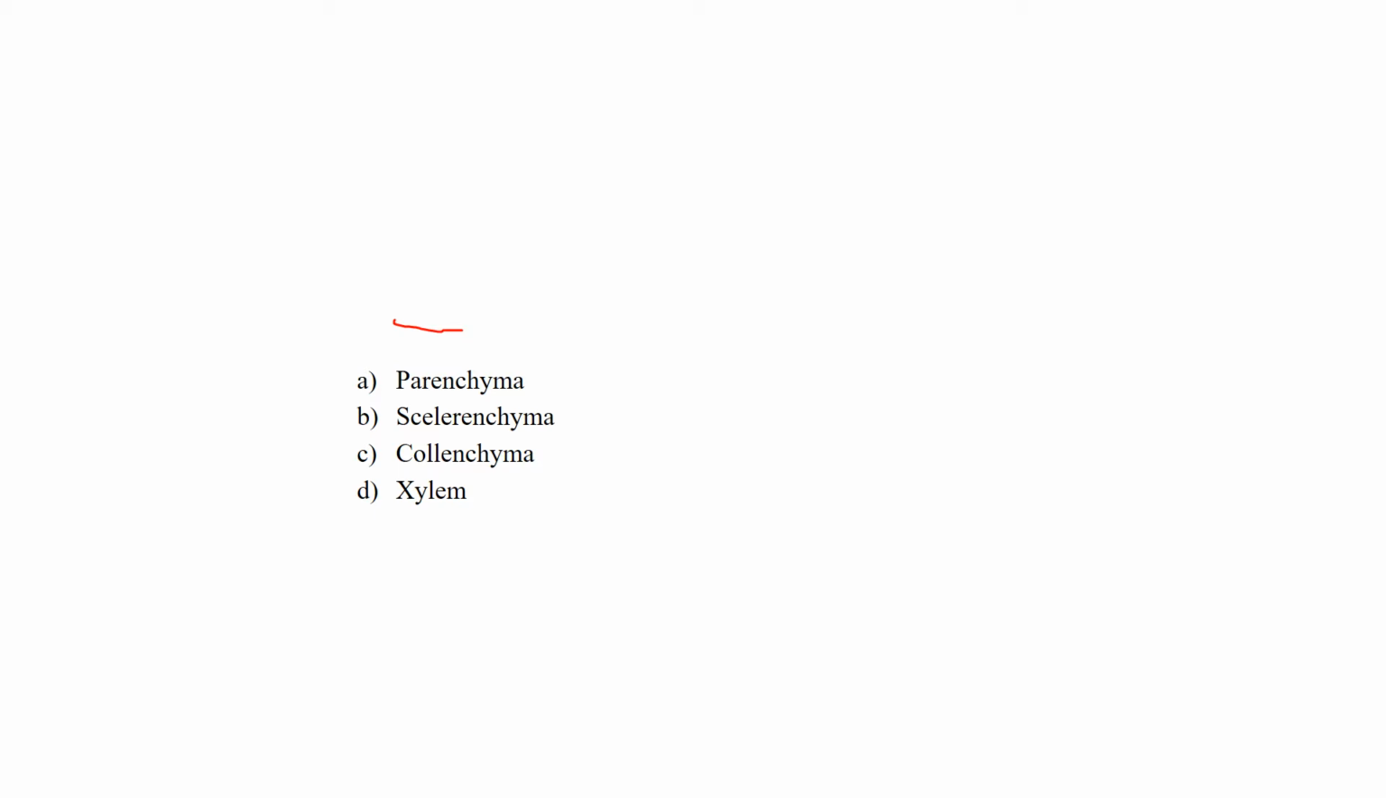So let's see all the options. First is parenchyma. We know the function of parenchyma. What is the function of parenchyma, dear students? Recall it quickly. The function of parenchyma is to store food and to give support. So parenchyma is not the answer to our question. Then come to sclerenchyma. We just saw in our previous question that sclerenchyma is a dead cell. The husk of coconut is also dead, the outer covering of coconut is also dead.